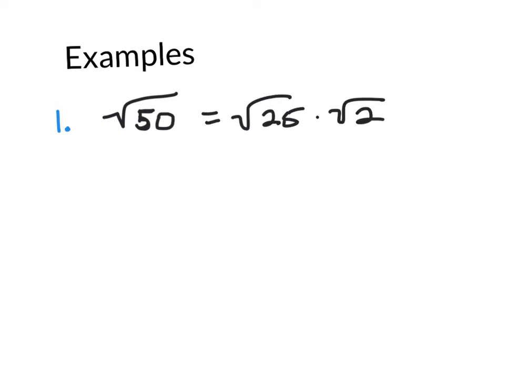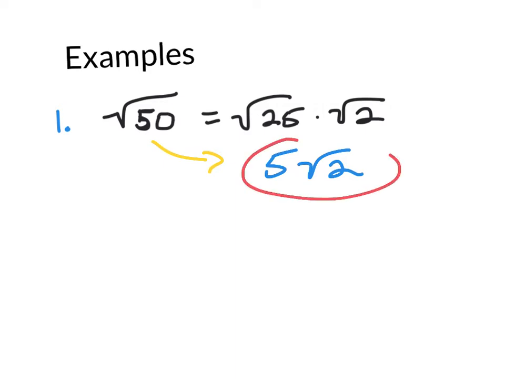Well, and the reason we would do that is because some of you might understand that the square root of 25 is 5. Okay, well, that means that this would become 5, and then we would be left with the square root of 2. And that is actually the answer. The square root of 50 can be written as 5 times the square root of 2.